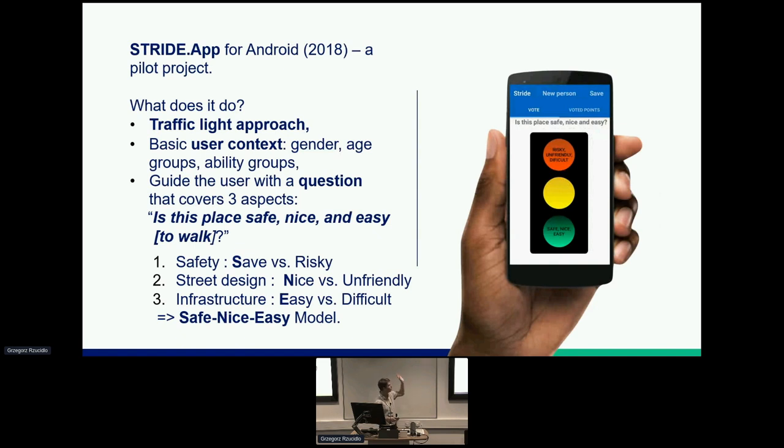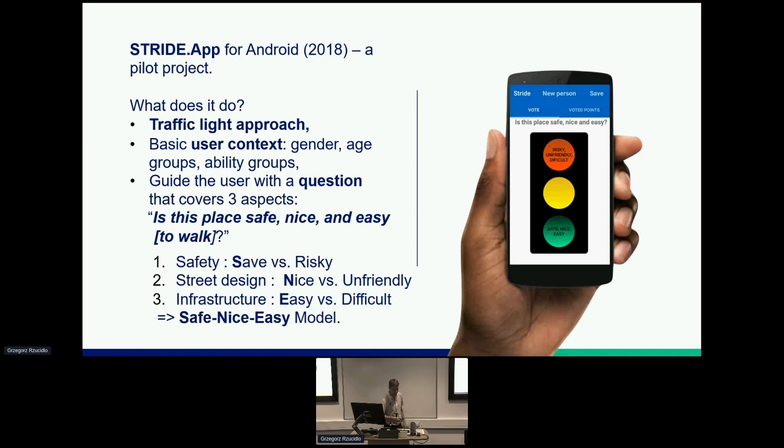What did we use in the first app, which we called STRIDE, an acronym, a very long one, which I don't want to tell. In 2018 we started that up, which used the traffic light approach: red, yellow, and green. It basically asks the question, is this place safe, nice, and easy to walk? We look at a duality in terms of safety, safe versus risky, so green versus red. Street design, nice versus unfriendly. Infrastructure, easy versus difficult. I just call it the safe, nice, and easy model.